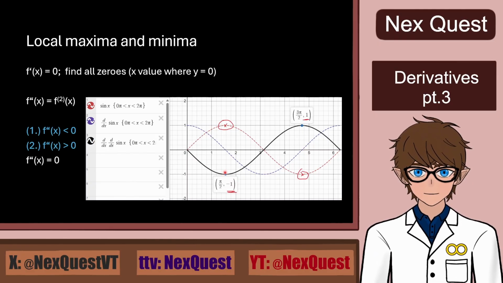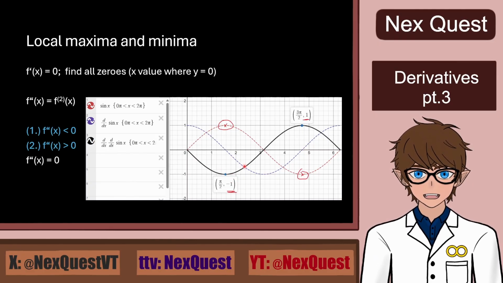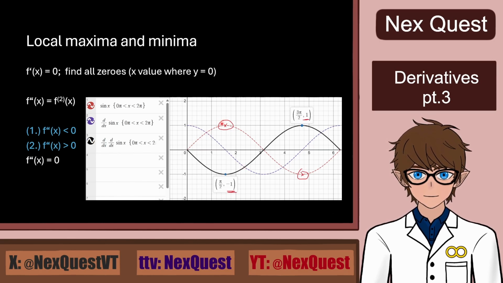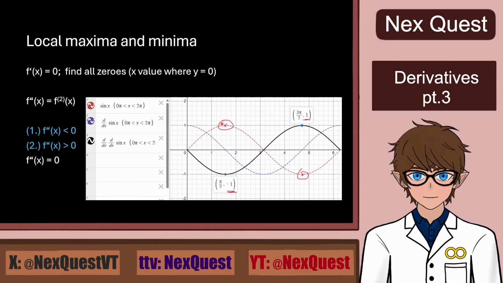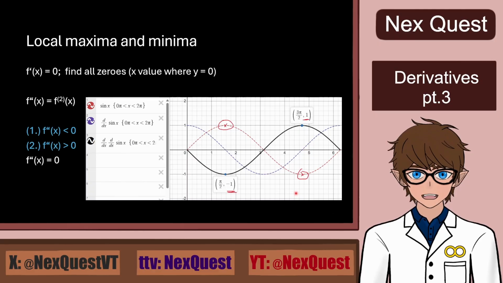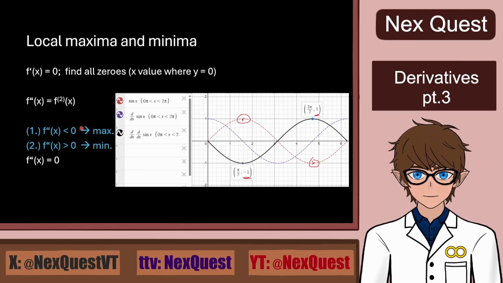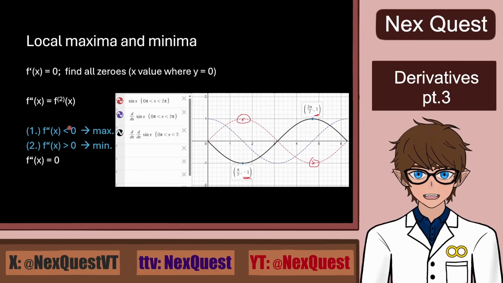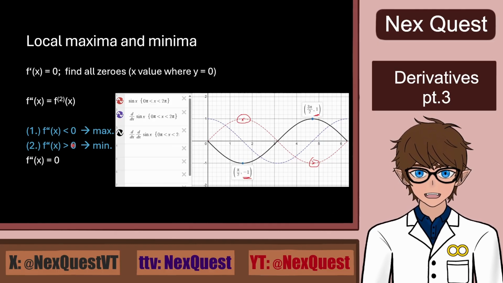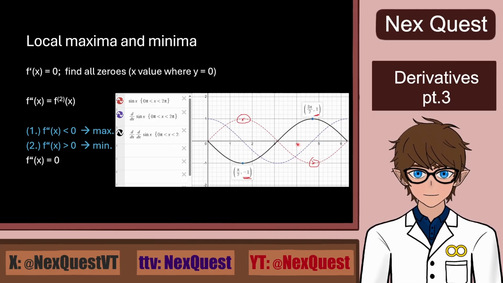And we see that the negative sign on the second derivative falls with the maximum on the original function. And we see that the positive y at the second derivative falls together with the minimum of the original function. So we see that when the second derivative is less than 0, we have a maximum, and when the second derivative is greater than 0, we have a minimum.